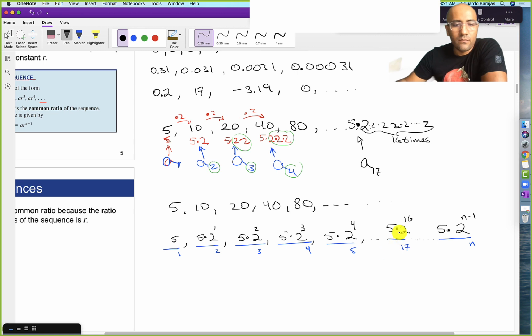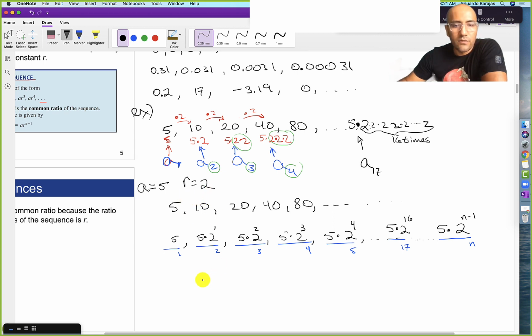Good. All of this was just one unique example that I just happened to pick out of nowhere. It's just a random example. This is an example where the initial value A is 5, and I just randomly chose R, the common multiple, the common ratio, to be equal to 2.